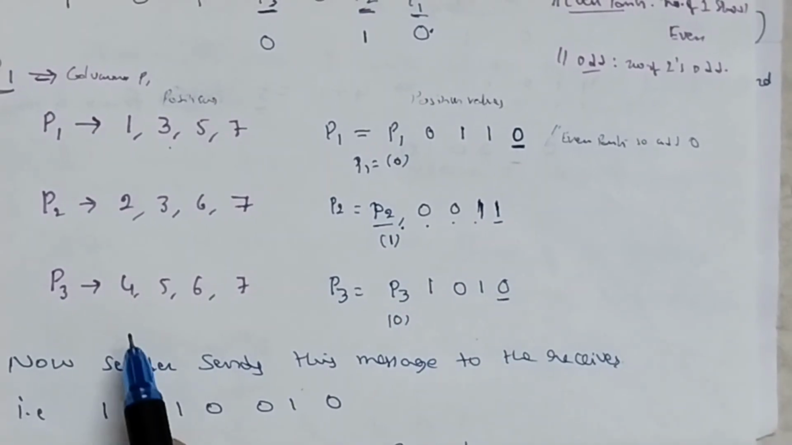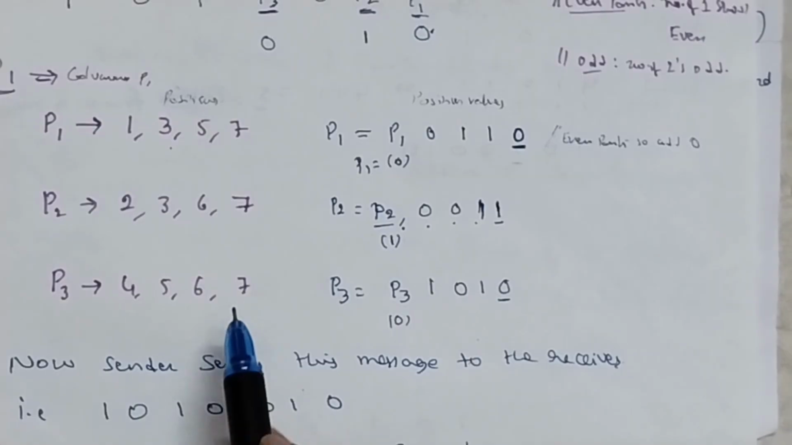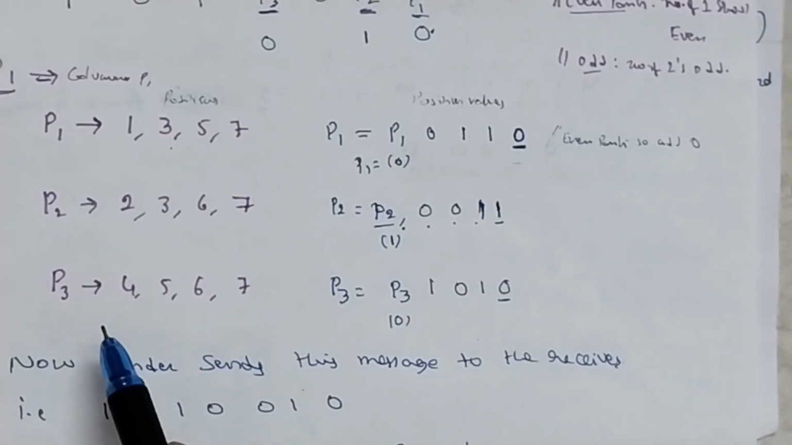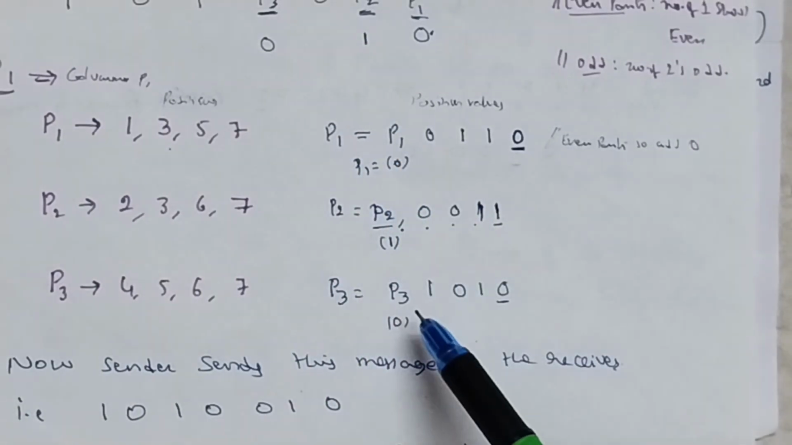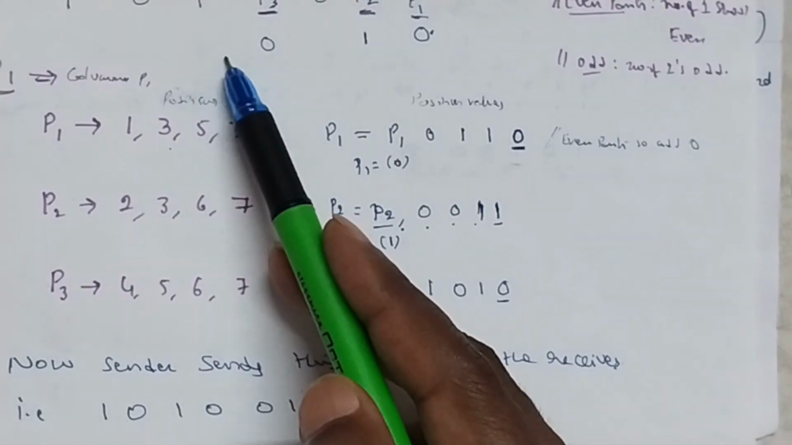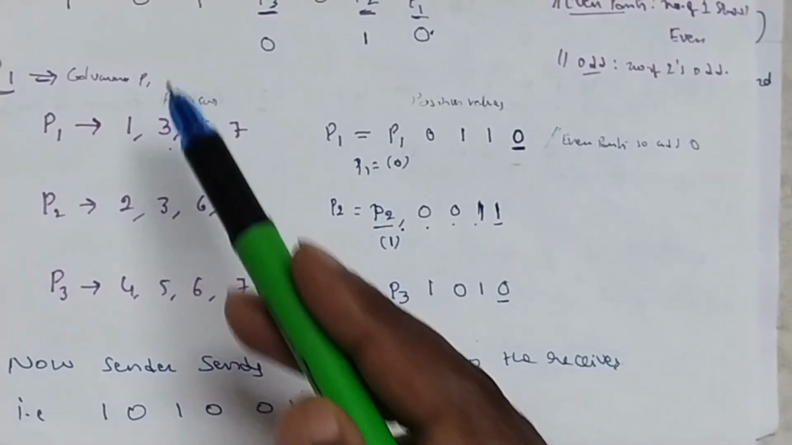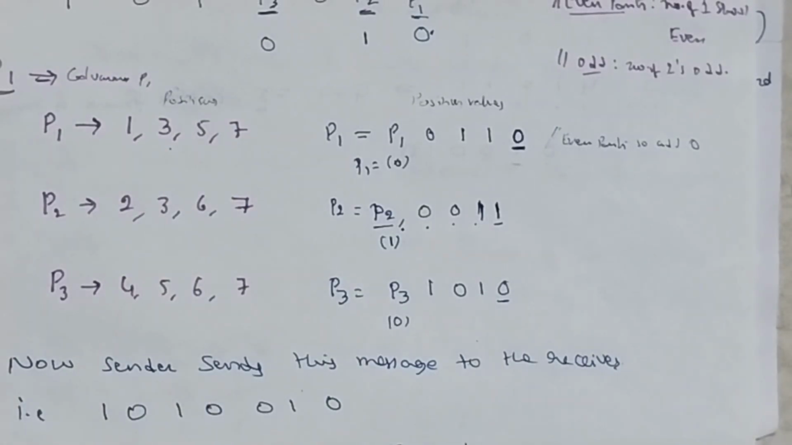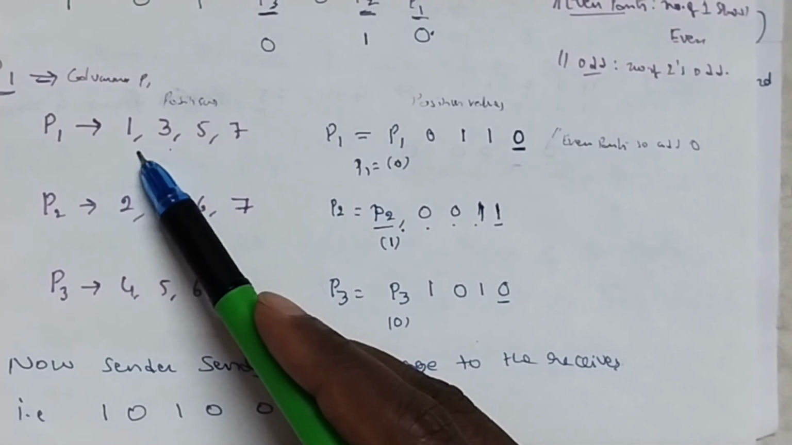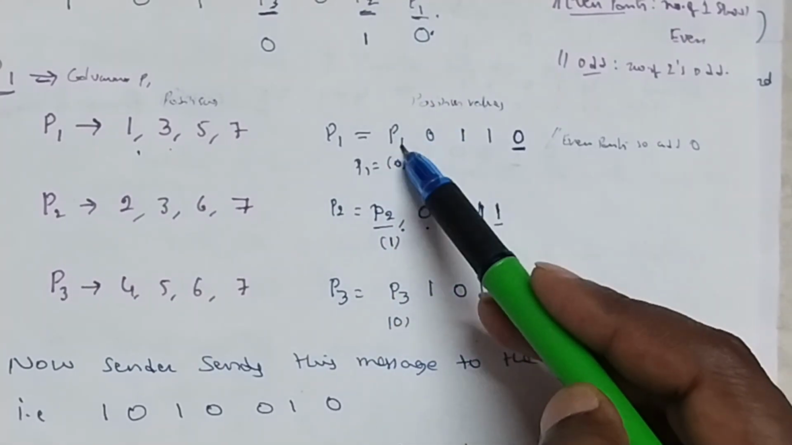Now what is the P3 column? P3 column positions are 4, 5, 6, 7. The fifth value is 1, the sixth value is 0, the seventh value is 1. Here also we have to write the P1 position is 1.